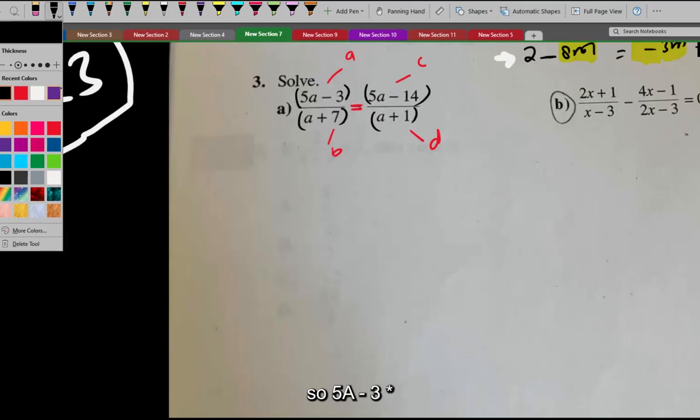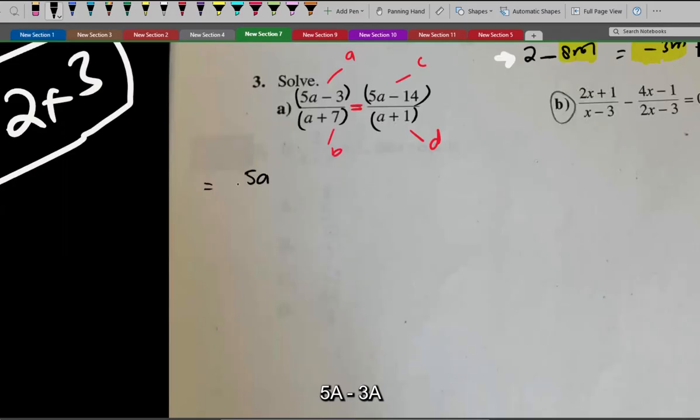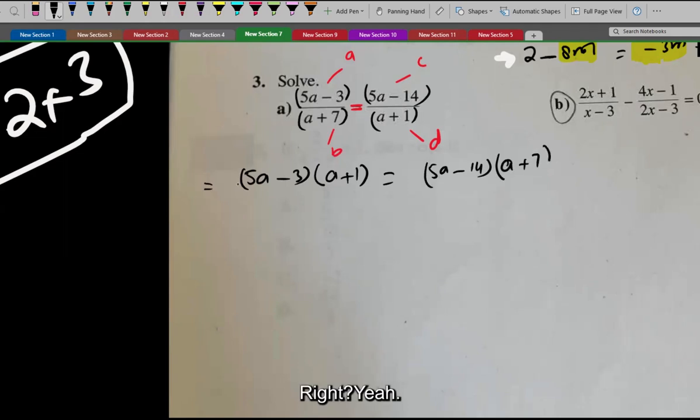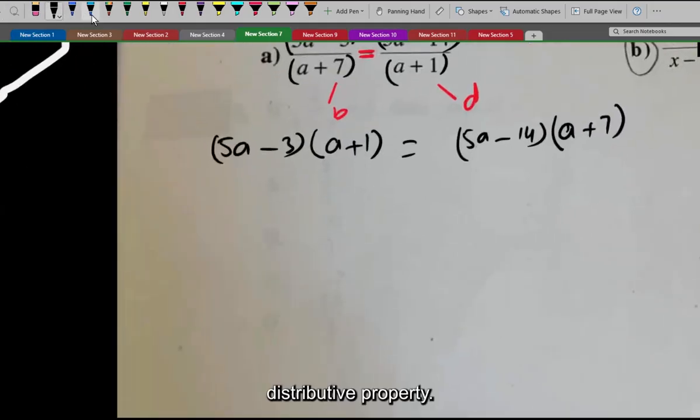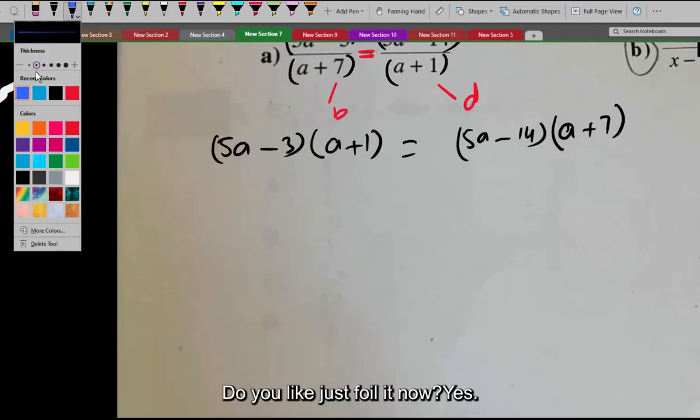Okay, so 5a minus 3 multiplied by a plus 1. So I write it as 5a minus 3, a multiplied by d, and c multiplied by a plus 7, right? Yeah. And now it's going to be the distributive property. Do you like just FOIL it now? Yes. Okay, it's going to be like that.